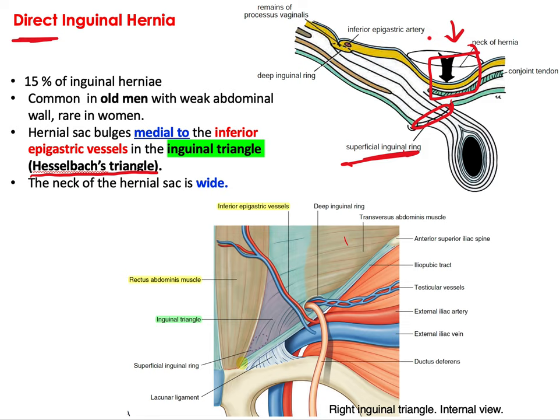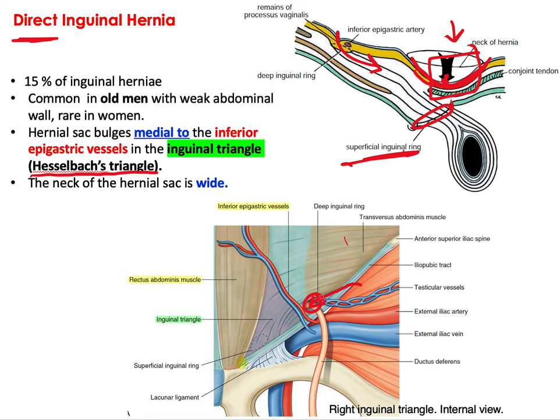So look, the hernia sac is wide because there is no narrow point like this to pass through, right? Guys, this is a very nice picture you see here: the abdominal wall from the back. You are inside the abdomen now. Look at the deep inguinal ring, and this is the inguinal ligament. So in case of indirect hernia, the loops of intestine will get in from here.